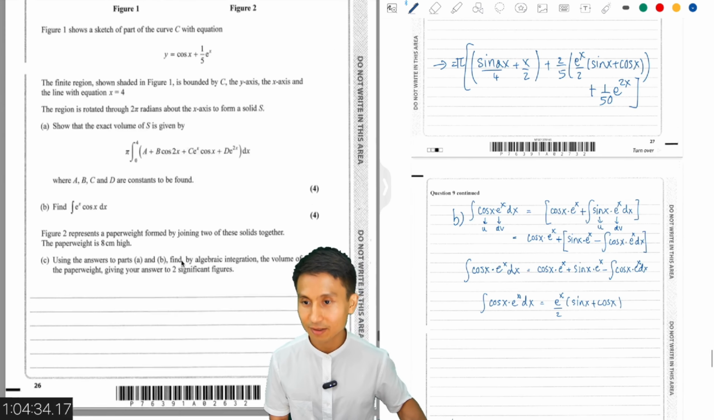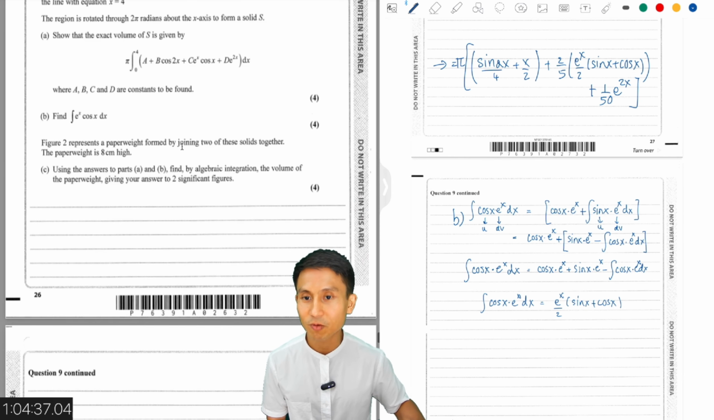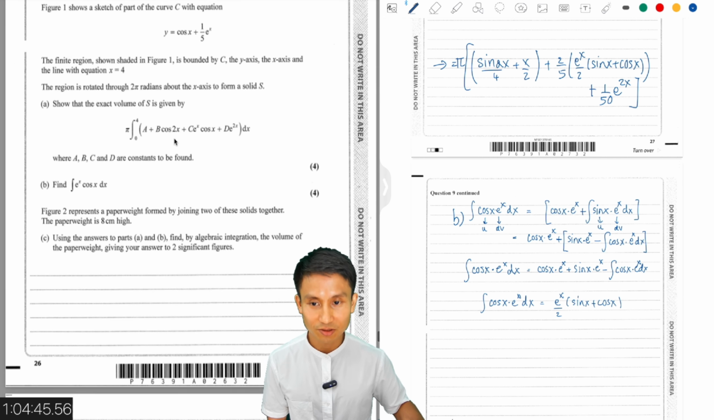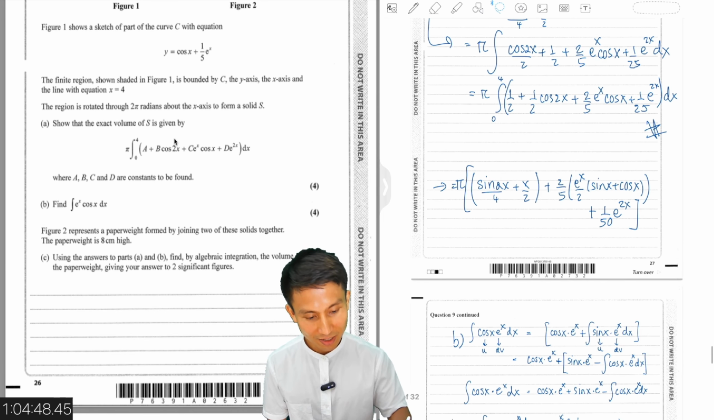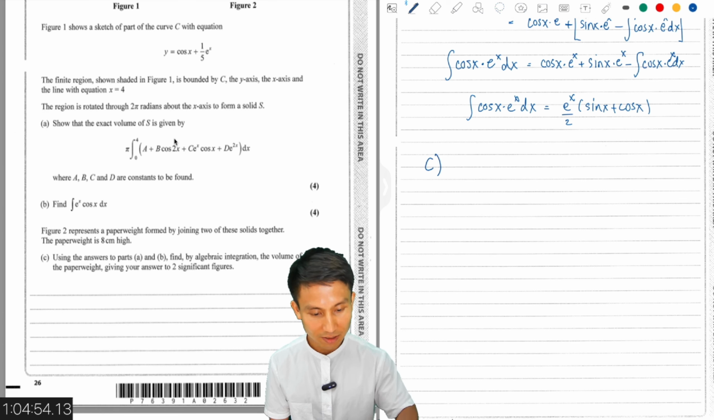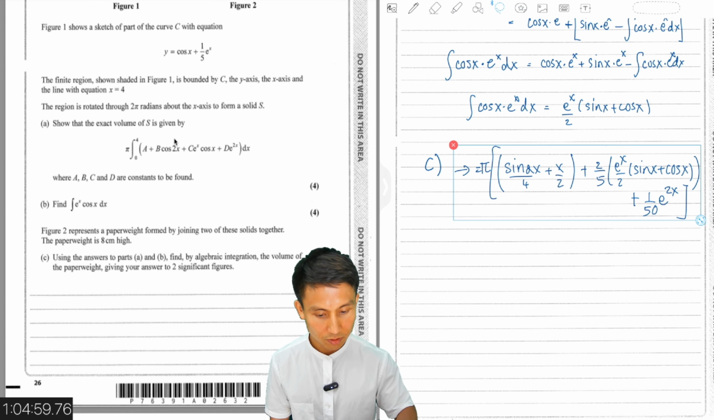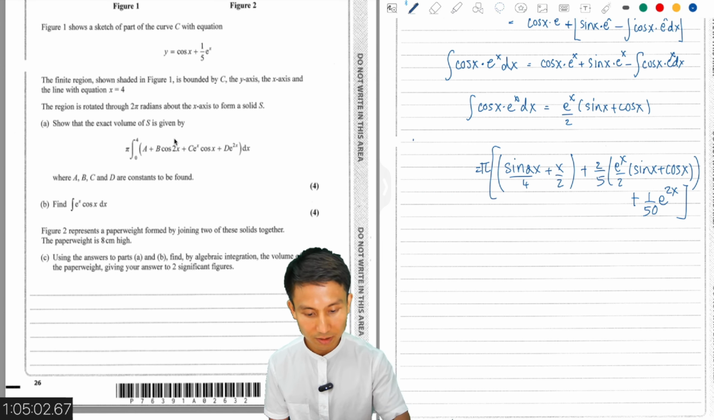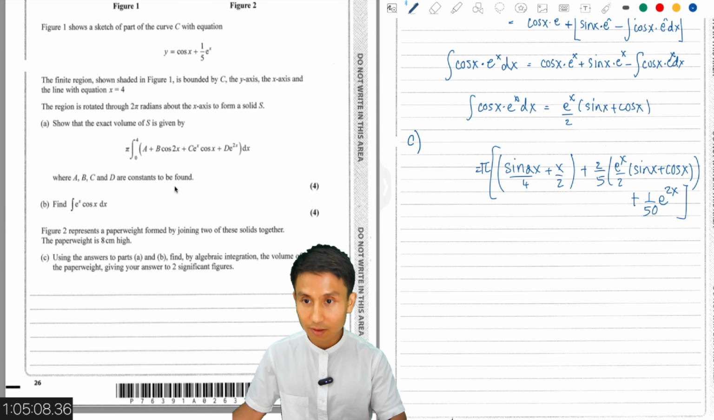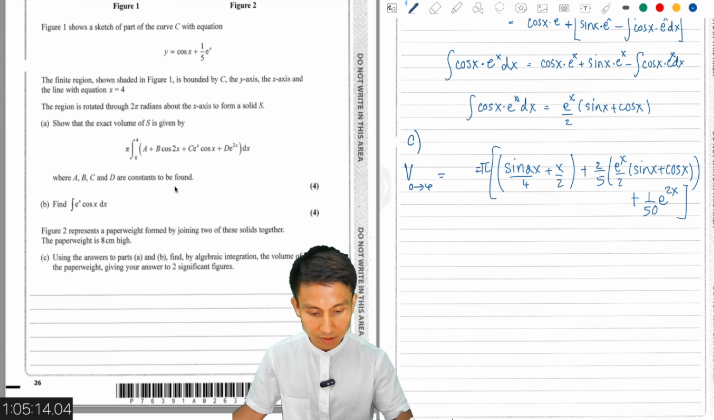And then I guess, figure 2 represents the paperweight formed by joining the two of these solids. Using the answer to part A and B, find by algebraic integration the volume of the paperweight, giving your answer to two significant figures. We kind of did it here. So I'm going to do part C here. Okay, here we go. So that is just integrating from 0 to 4. So this is the volume of 0 to 4. So volume 0 to 4 will be just this.